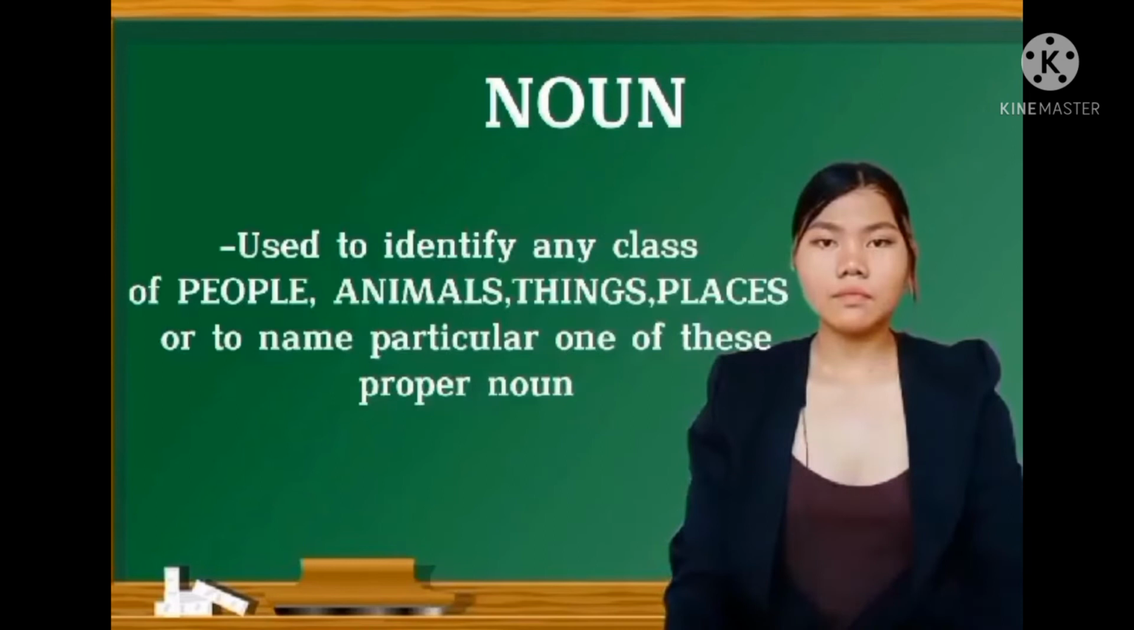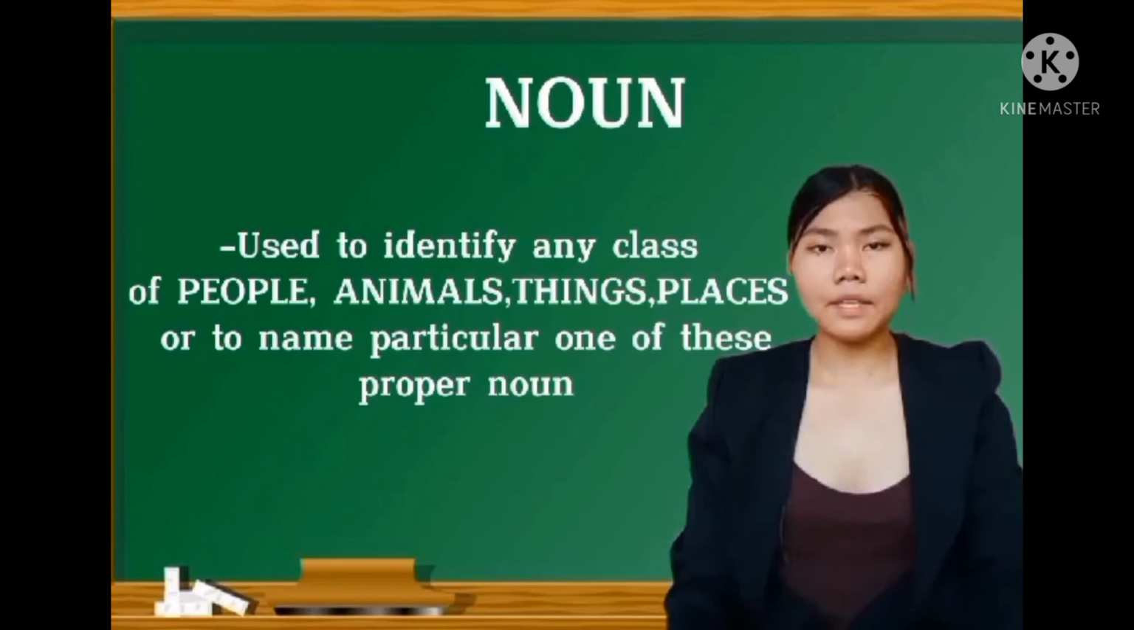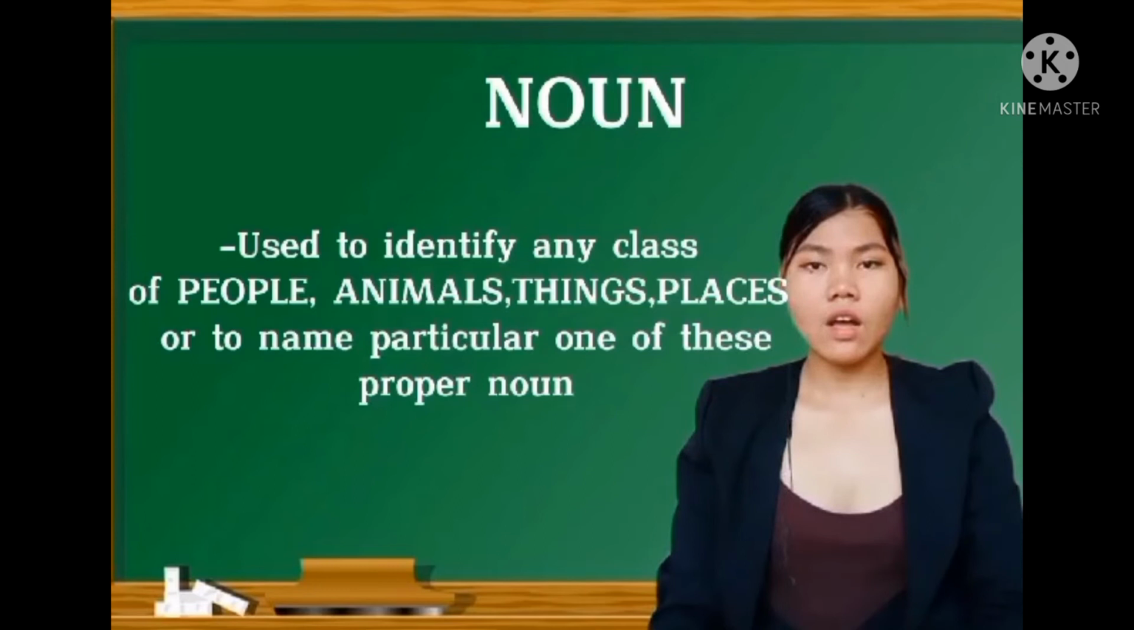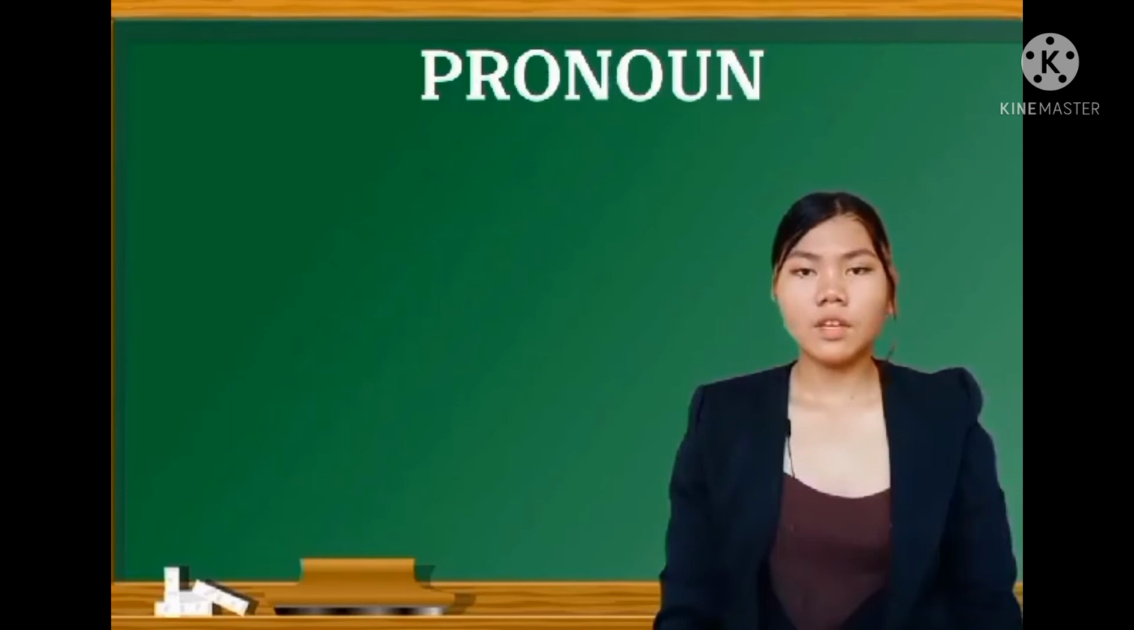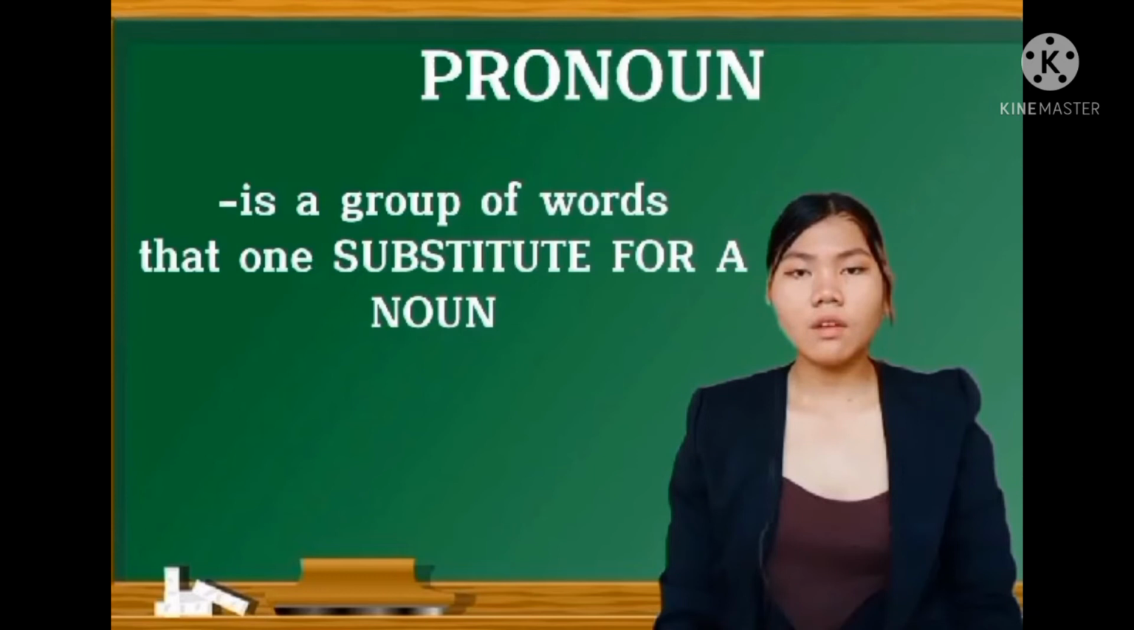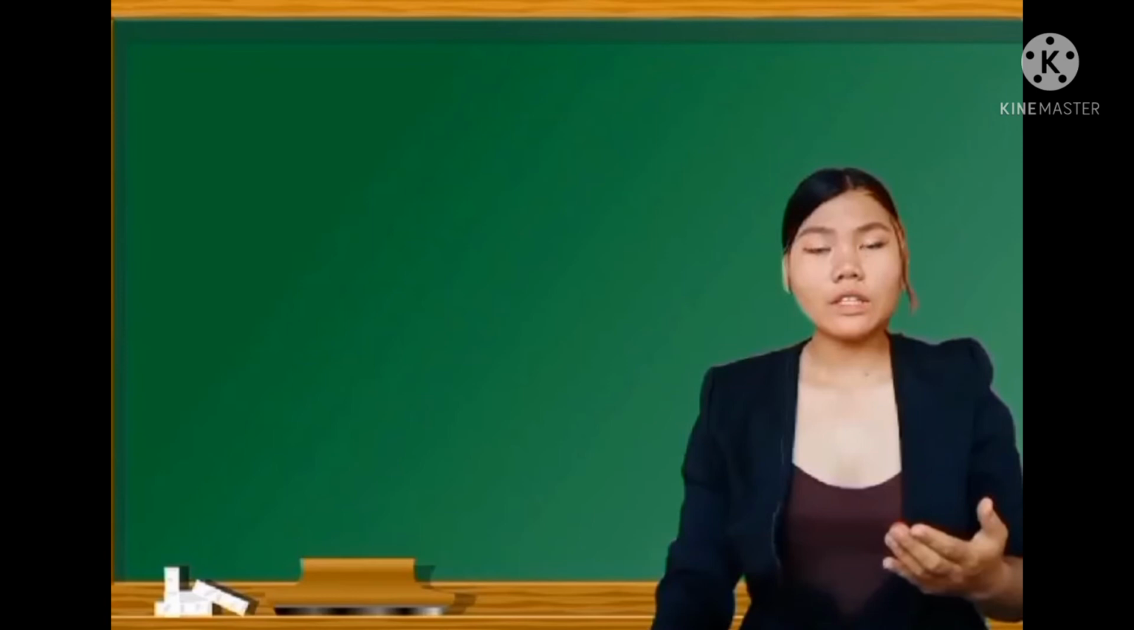Noun. It is used to identify any class of names, things, animals, places, or happenings. To understand more what is noun, I will give you some examples. Pronoun is a word or group of words that substitutes for any noun phrase. Verb, it is a word used to describe an action.